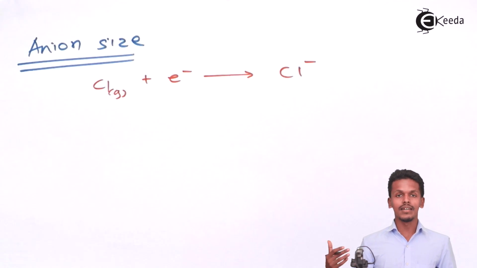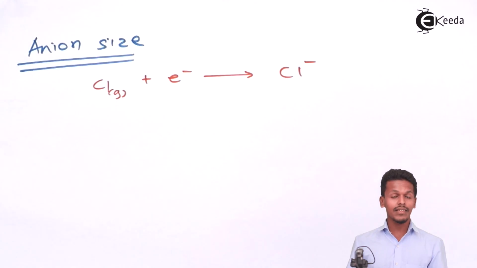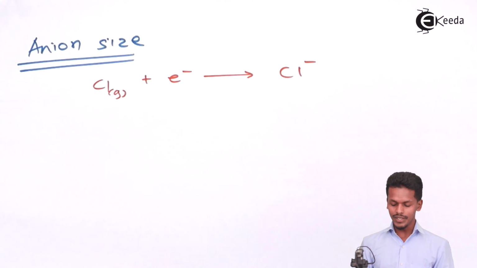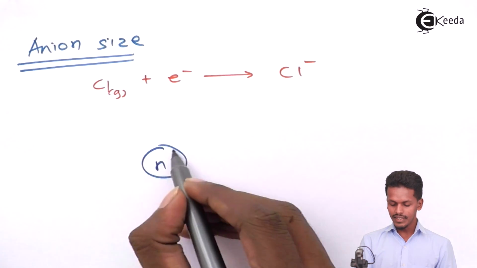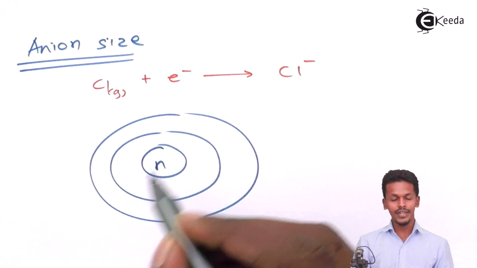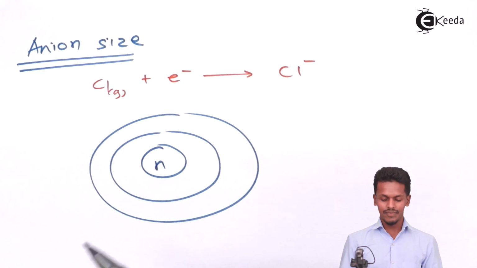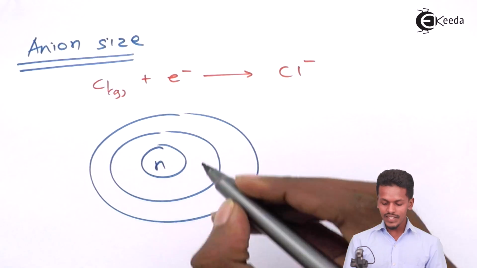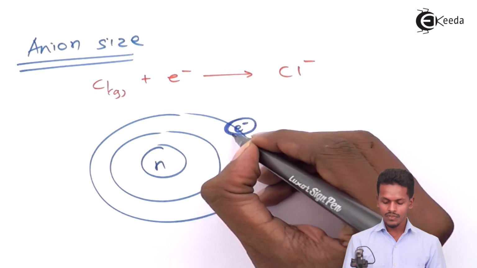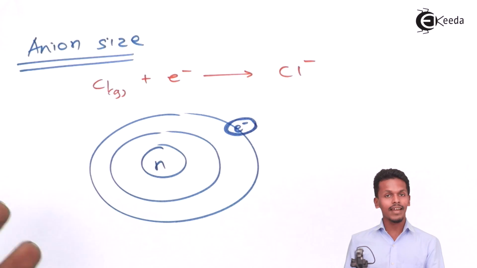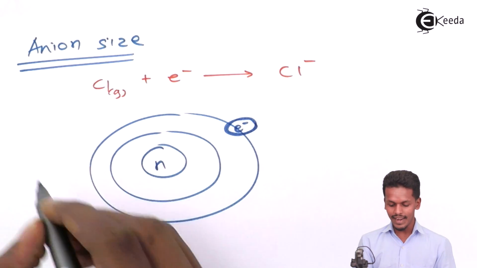So what will happen to the anionic size? Chlorine consists of 17 electrons, and I can make you understand in this way. Again, it will have multiple shells around it. Suppose this is the chlorine atom, and I have added an extra electron here. This is not an atom right now, this is now an anion.